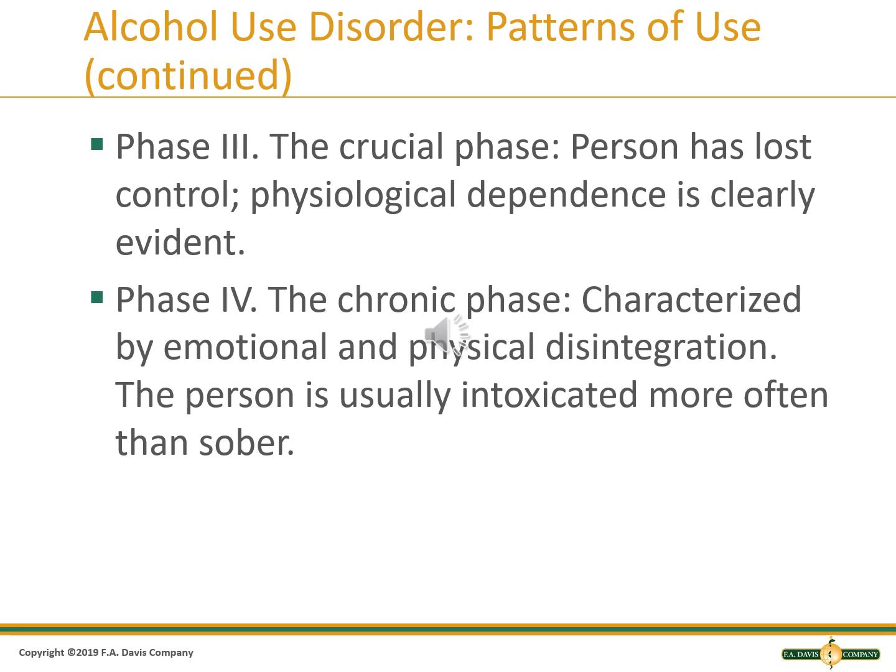Phase 4, the chronic phase. This individual is characterized by emotional and physical disintegration. The person is usually intoxicated more often than sober. They may start to have feelings of depression and suicide. For heavy drinkers, stopping abruptly could be a fatal task. In addition, they may have psychotic impairment. They may also have some physiological, life-threatening manifestations in their body.